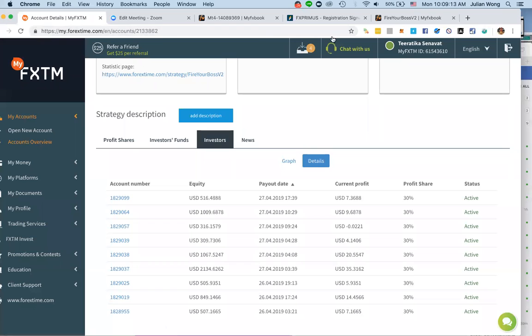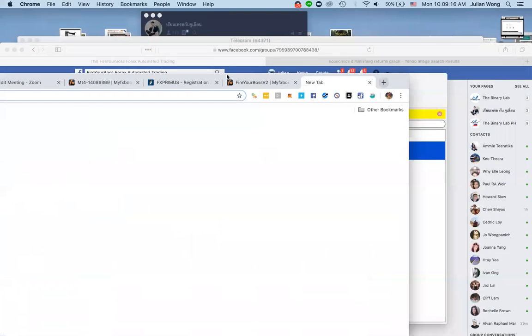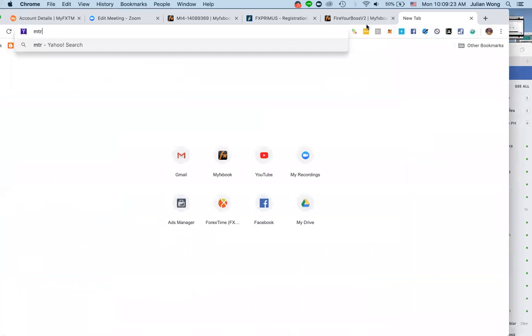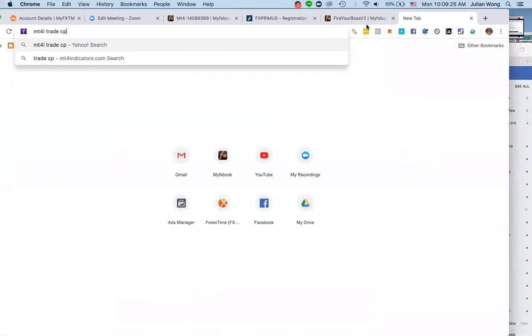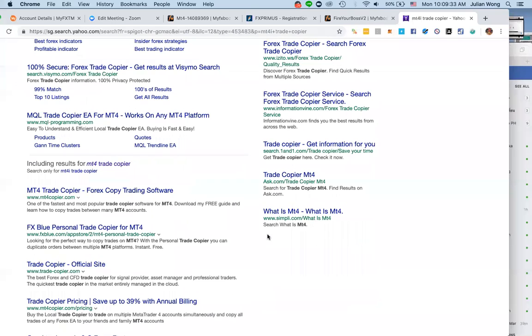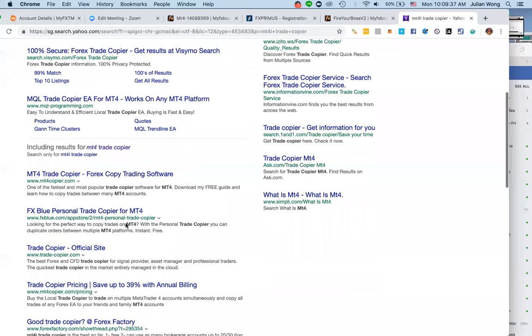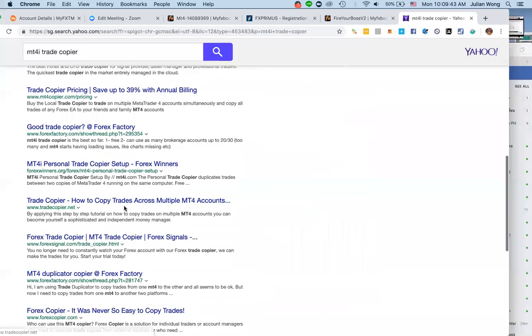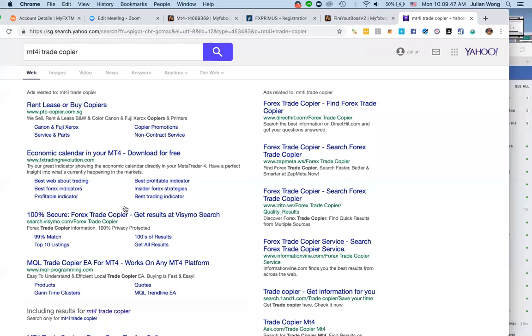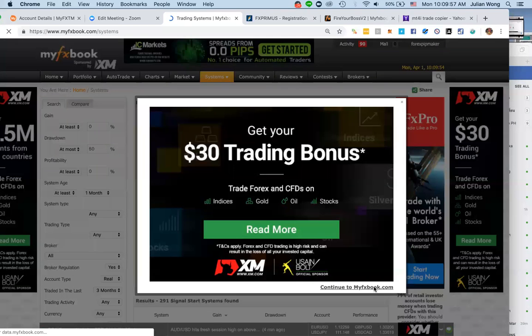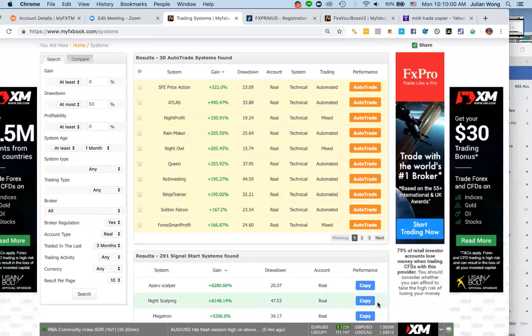There are so many trade copiers on the market. If you really wanted to find out, I could even tell you, you don't have to find it out yourself. There's a D4I. All right, FX Blue Trade Copier. That one's pretty solid, that's one for MT4. So there are so many of them. And as a matter of fact, there's also inside FX Book. When you go to systems, you're going to see that there are these ones that say auto trade or copy.